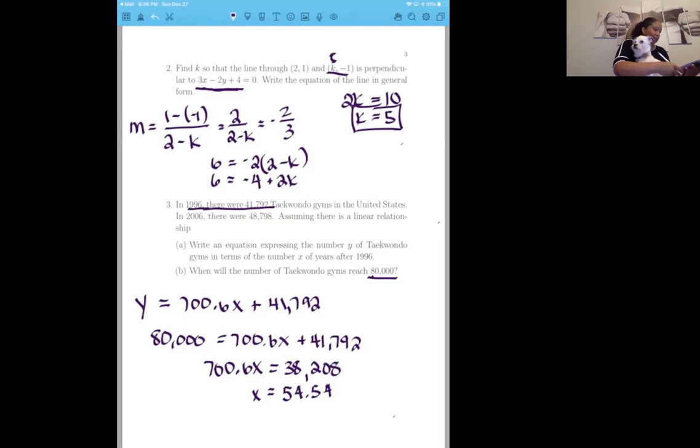So if I'm talking about years after 1996, that means in the year 2050. All right, so it will happen sometime in that year. So before 2051, halfway through 2050.